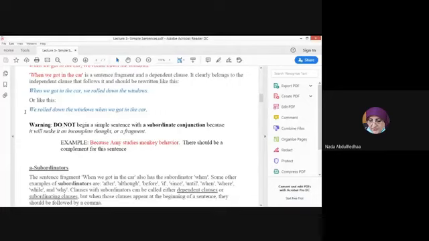We rolled down the windows when we got in the car. We rolled down the windows when we got in the car. You want to make this sentence a question? Yeah, I want you to make it a question by using the yes/no question type.